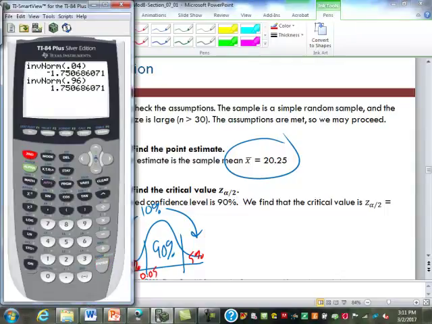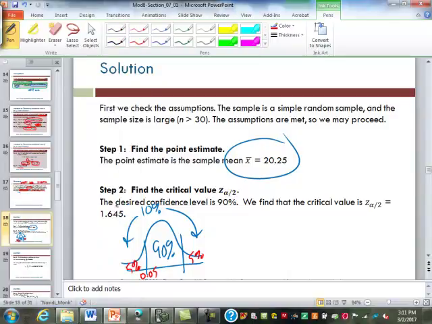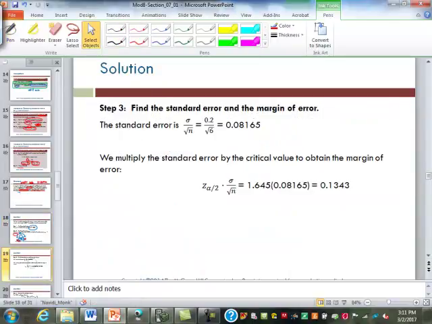So on the calculator, I'm just going to do second, distributions, inverse normal, 0.05. And I get negative 1.645. So 1.645 is my critical value. Standard error, we take the population standard deviation of 0.2, and we divide by the square root of the sample size. So divide by the square root of 6. We get a standard error of 0.08165.